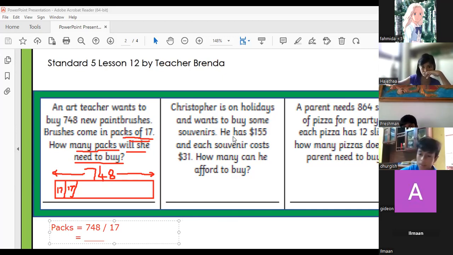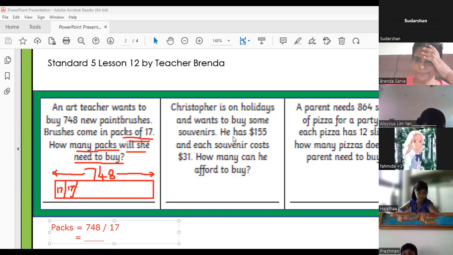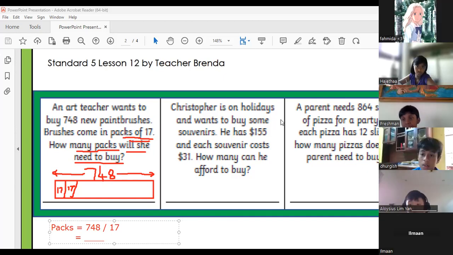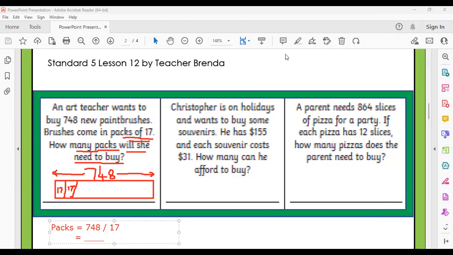Okay. Now, Preshman. Who else? Sudarshan. Wait, who else is here? Can you read the next question, Sudarshan? Who hasn't read yet? Me, I never read yet. Okay, Sudarshan, go ahead. Christopher? One minute, Sudarshan. Who said I didn't read yet? Me. Who said me? Oh my gosh. Gideon. Okay, all right, Gideon, go ahead.